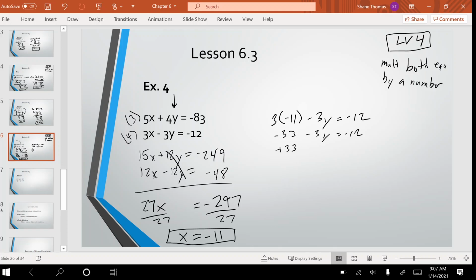I'm going to add a 33 across. So here's negative 3y. 33 minus 12 is going to be 21. Divide both sides by negative 3. Y is negative 7. Perfect. Any questions? See that one there, it got a little ugly on us, didn't it? We got 27x equals negative 297, but it still came out nice.